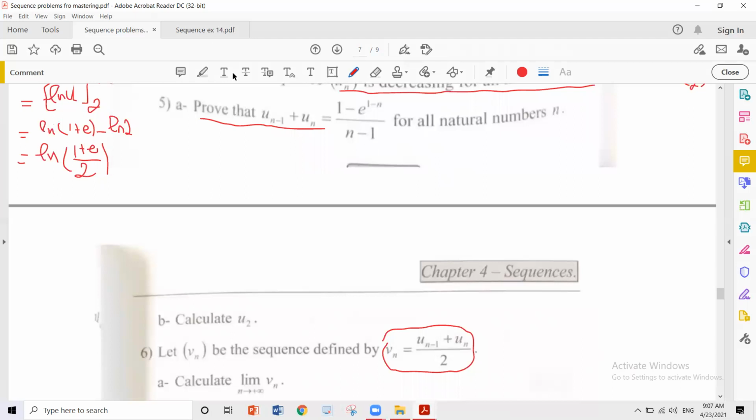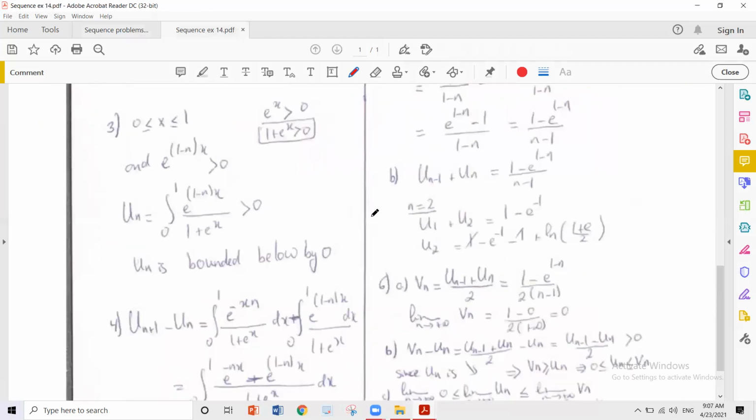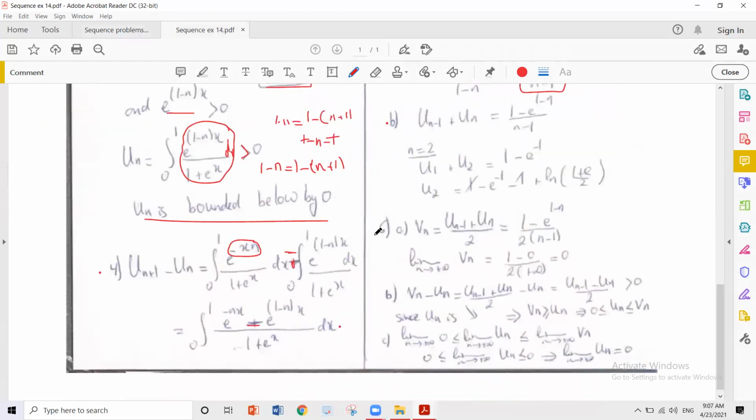We get 2 into n minus 1. So Vn equals un minus 1 plus un over 2. We have the value of un minus 1 plus un, so Vn equals 1 minus e to the power 1 minus n over 2 into n minus 1. The limit as n tends to infinity of Vn is 1... e to the minus infinity is 0, and the denominator is infinity minus 1, so 1 over infinity, which is equal to 0.